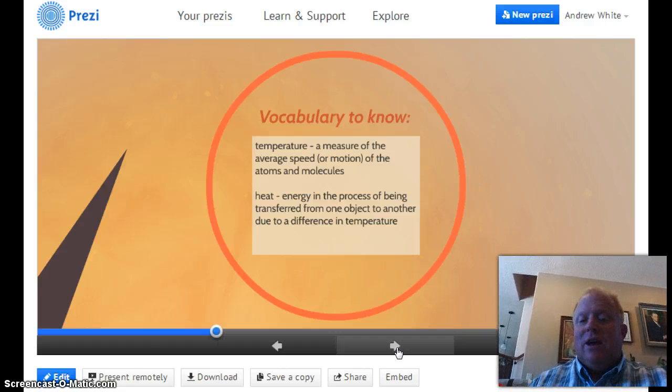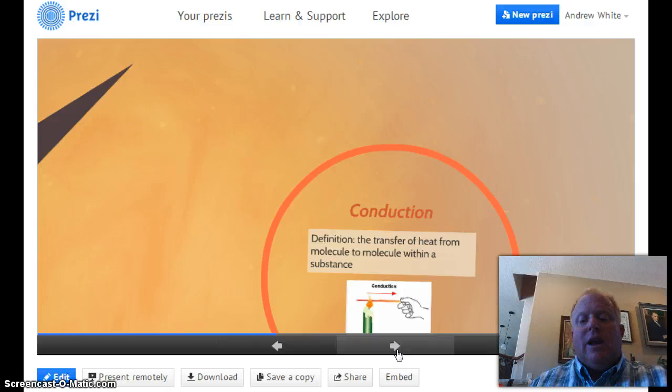First of all, I need you to write down temperature, which is a measure of average speed or motion of the atoms and molecules. And along with that, I want you to write down heat, which is energy in the process of being transferred from one object to another due to a difference in temperature. Then you click through to the next one.